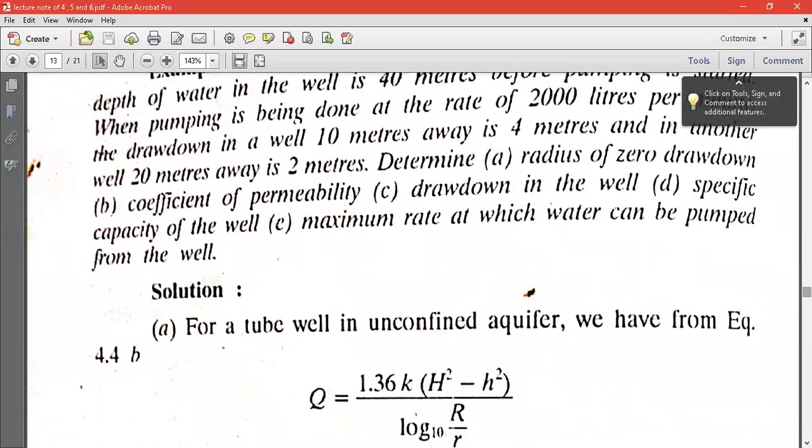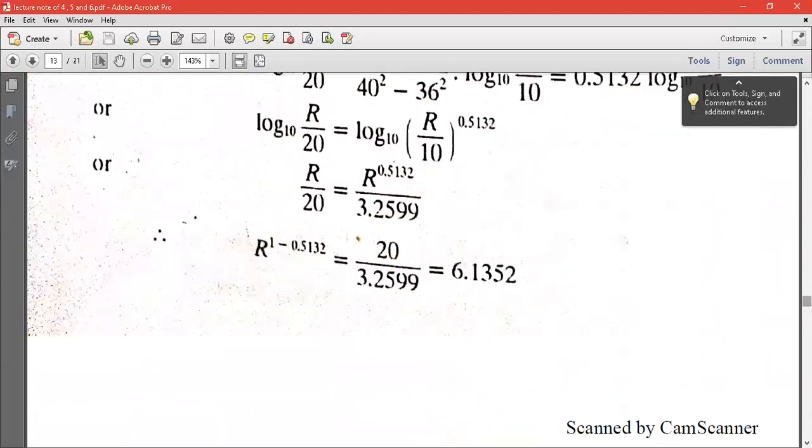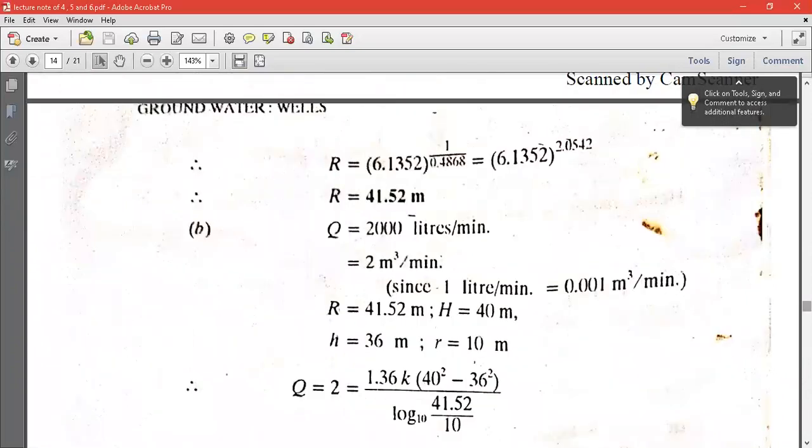Now, second part, I am going to find out the coefficient of permeability. It is given in the question that Q equal to 2000 liters per second. If we convert into cubic meter per minute, it is 2 meter cube per minute.